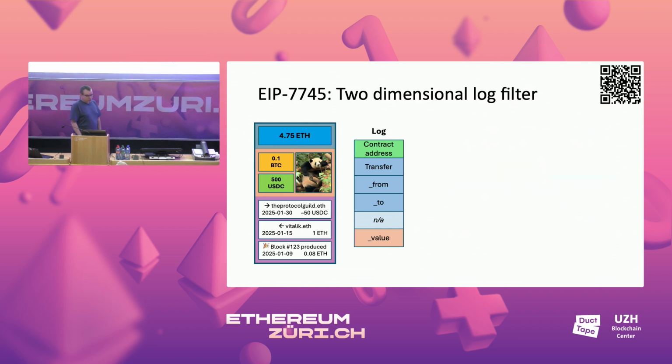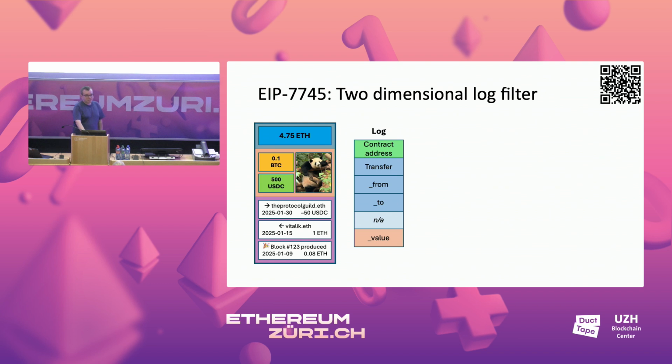Let's look at the solution here, EIP 7745, that aims to improve this filtering capability. The way this works, by the way, this is still ongoing work. You can comment on it, leave feedback still. This is not yet set in stone.